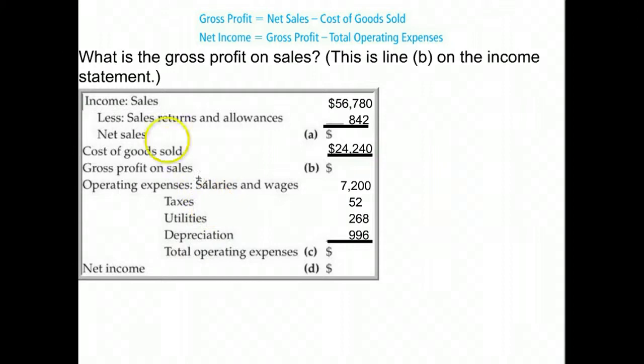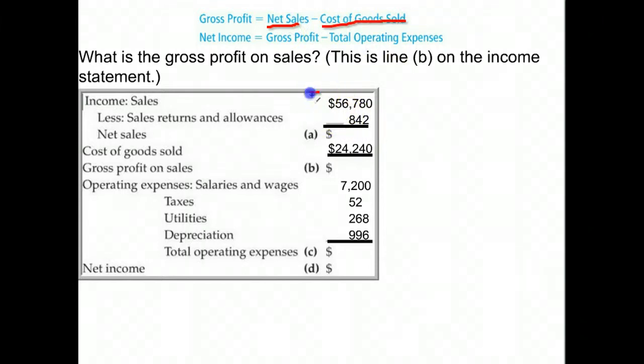Okay, same spreadsheet here. What's the gross profit on sales? So really, they probably should have asked those in the opposite order because we had to find gross profit on sales in order to find the net income. Again, the gross profit on sales is your net sales minus the cost of goods you sold.